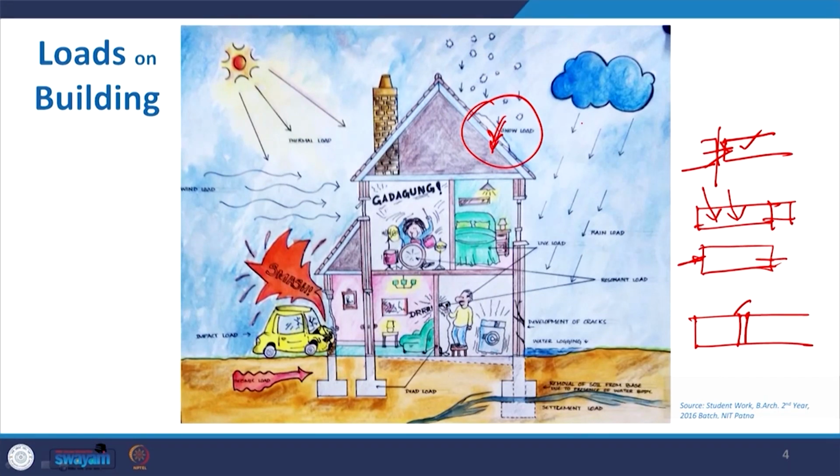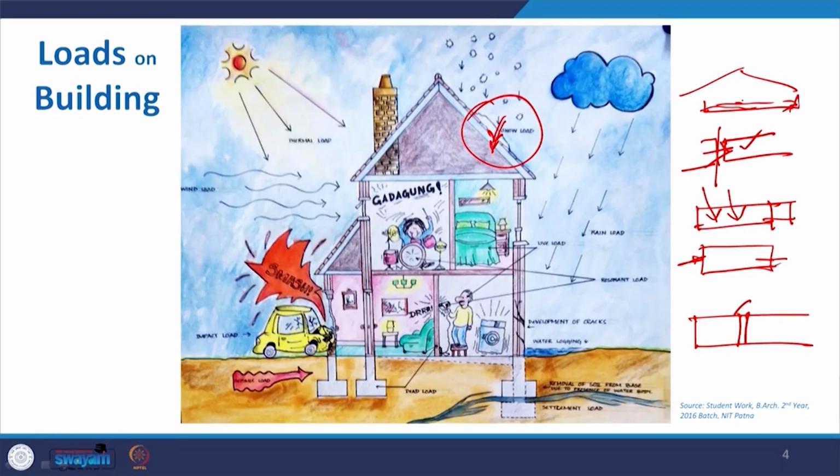So, as with the rain, if there is no proper drainage, or maybe the slope is too narrow or almost flat, and there is some problem, water will accumulate, and that will create some additional load, and sometimes it may be very dangerous to a building. I will show you some photographs on that account too.